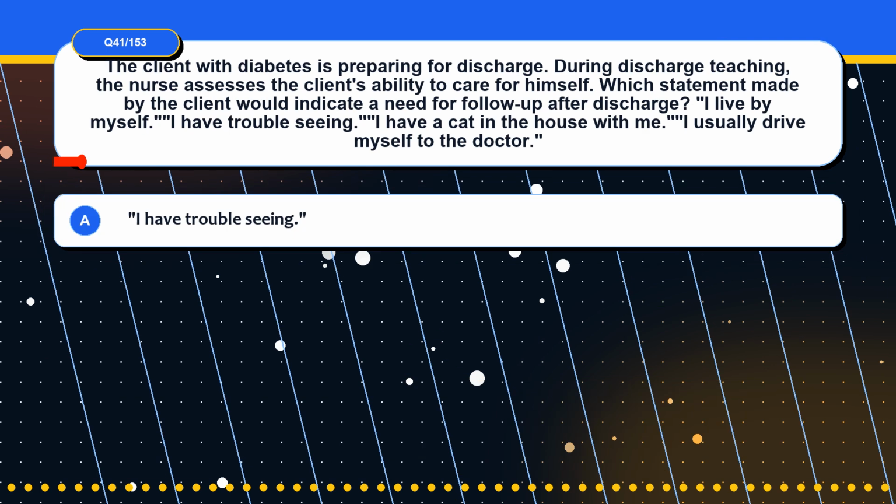Question 41. The client with diabetes is preparing for discharge. During discharge teaching, the nurse assesses the client's ability to care for himself. Which statement made by the client would indicate a need for follow-up after discharge? I live by myself. I have trouble seeing. I have a cat in the house with me. I usually drive myself to the doctor. Here are the options. Option A. I have trouble seeing.